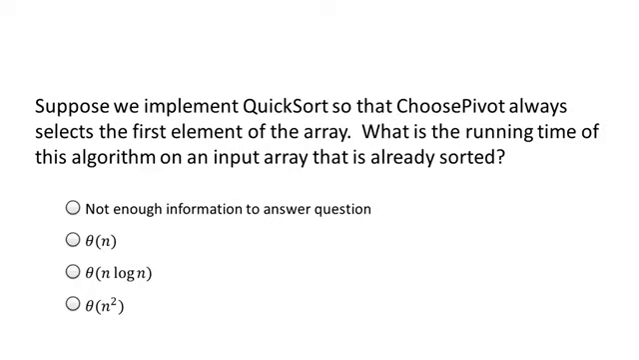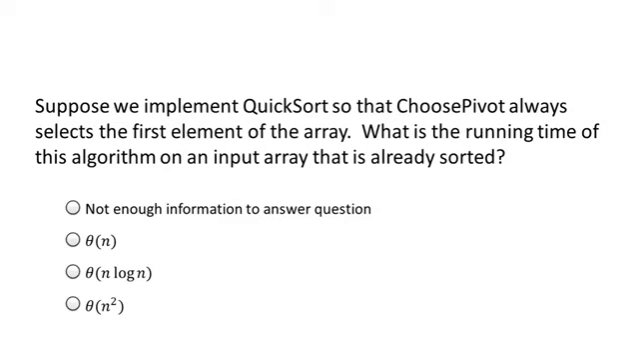So for example, if it just had the numbers 1 through 8, it would be 1, 2, 3, 4, 5, 6, 7, 8 in order. My question for you is, what is the running time of this recursive quicksort algorithm on an already sorted array if we always use the first element of a subarray as the pivot?